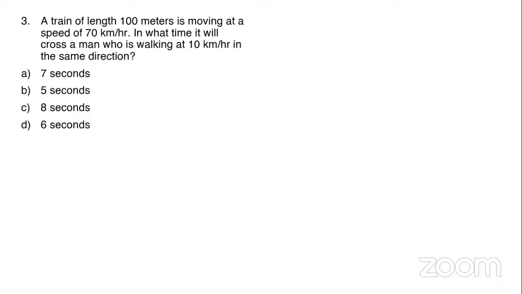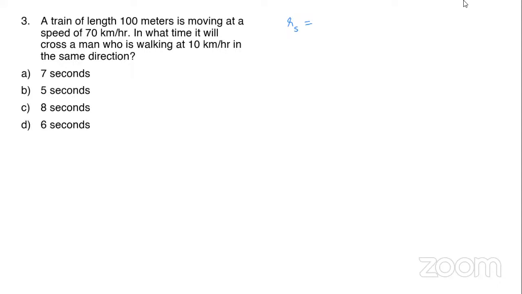A train of length 100 meter is moving at a speed of 70 kilometer per hour. In what time will it cross a man who is walking at 10 kilometer per hour in the same direction? So here, first what you have to find out is the relative speed. Here the train and the man are moving in the same direction. So what will be the relative speed?